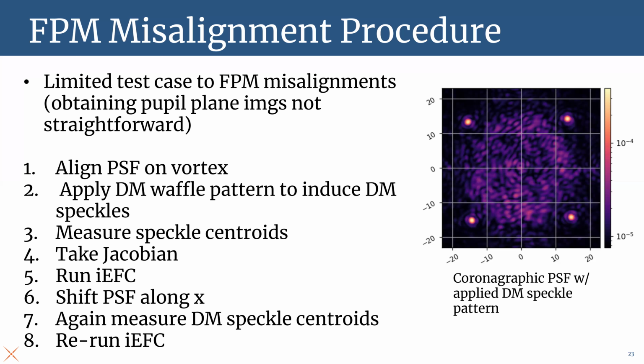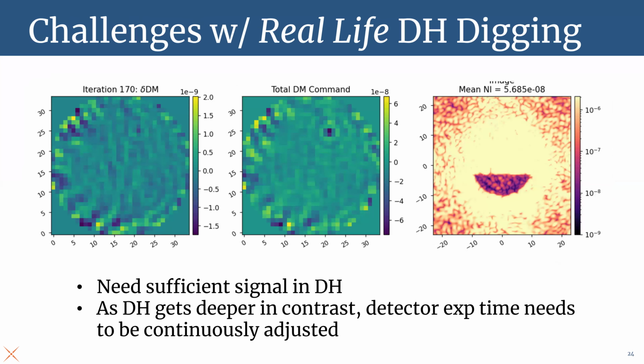And so I repeat this over a few different shifts of the focal plane mask, but briefly, I just want to get into, I encountered a lot of challenges with real life dark hole digging because it was my first time actually doing this on a test bed as opposed to in very nicely controlled simulation land. So one thing to note for digging dark holes is you need sufficient signal in the dark hole, particularly as your dark hole gets to deeper contrasts.